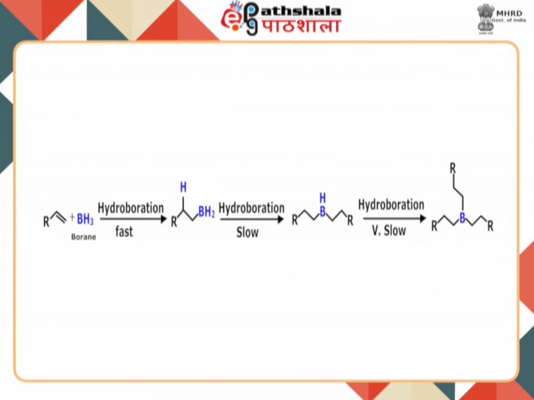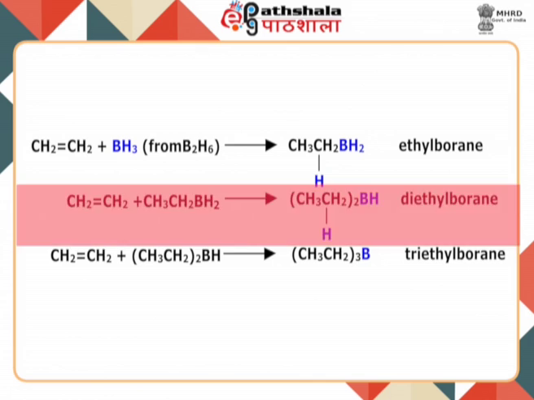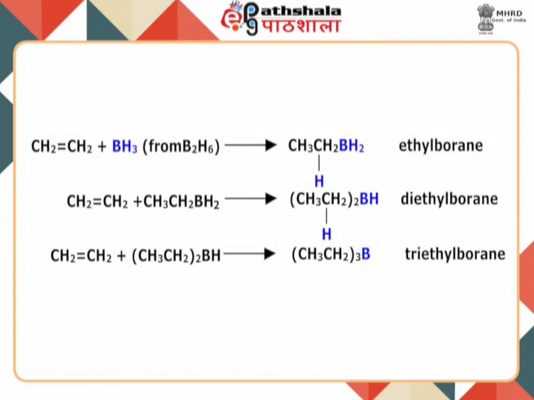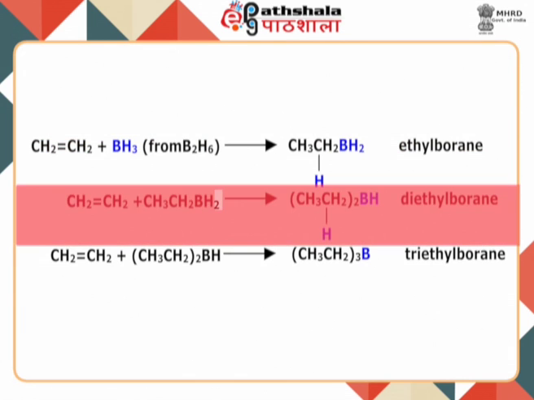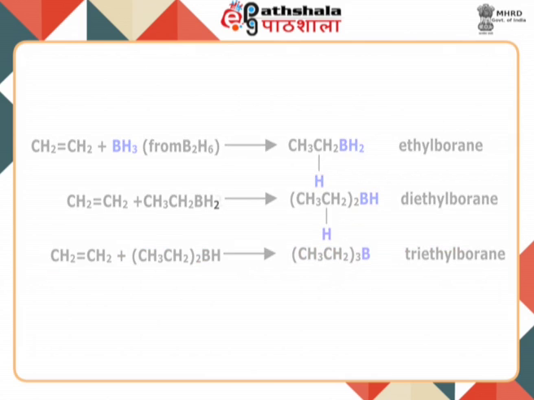The initially formed monoalkyl borane product may undergo addition with another molecule of alkene to produce a dialkyl borane, which in turn may undergo further reaction to produce a trialkyl borane. For example, ethylene will yield triethyl borane on hydroboration. In the first step, ethyl borane is formed. In the next step, the ethyl borane further reacts with ethene to give diethyl borane, and subsequently the diethyl borane reacts with ethene and gives triethyl borane.